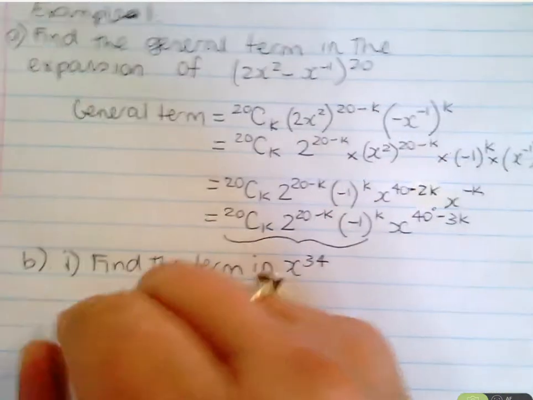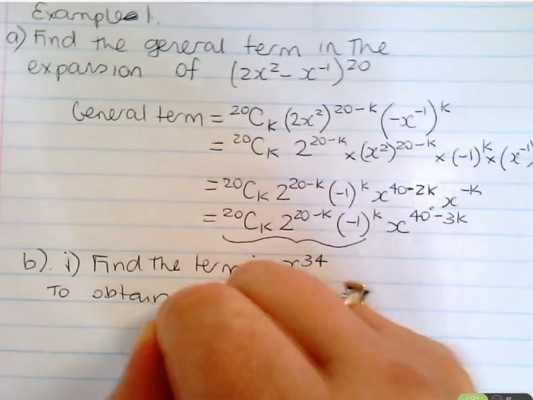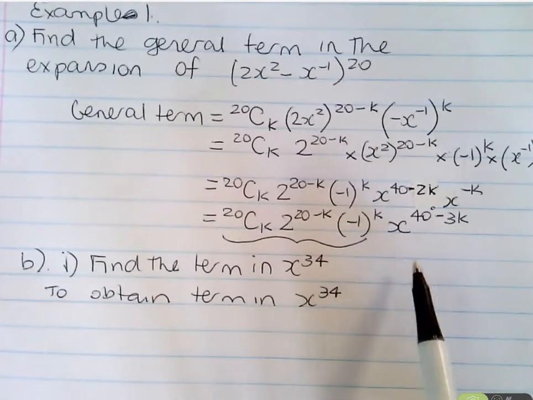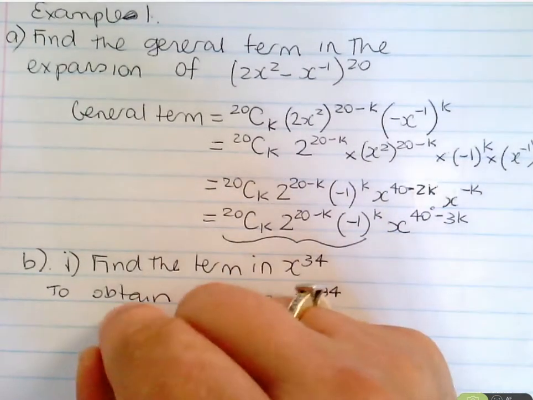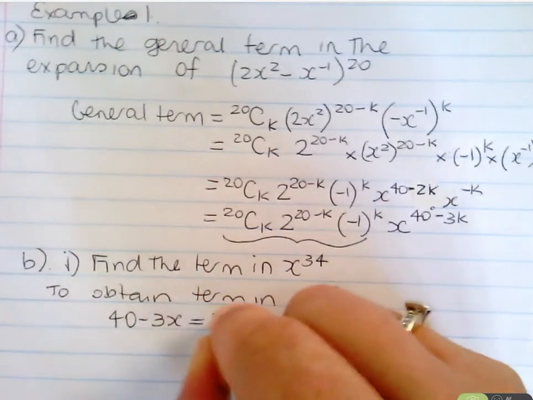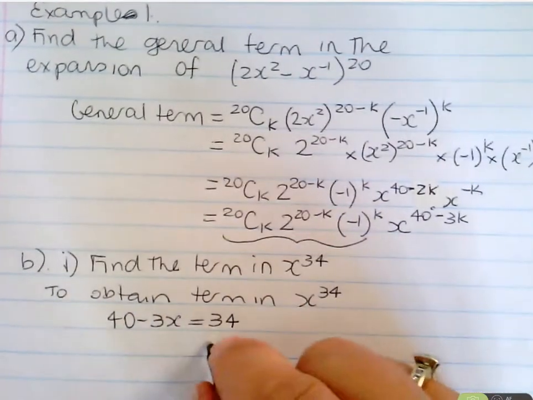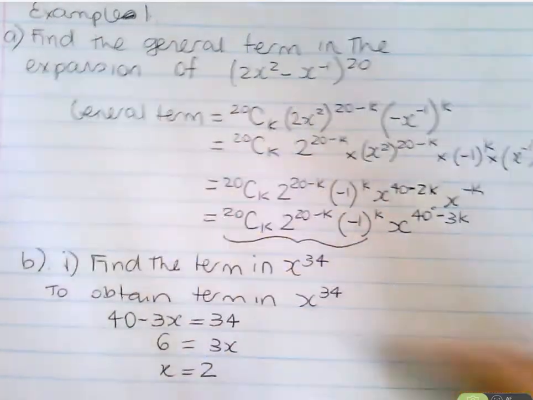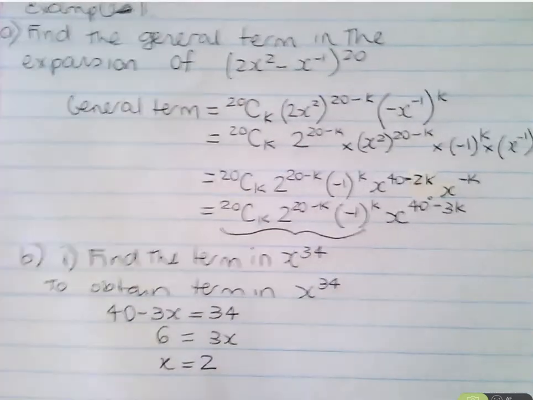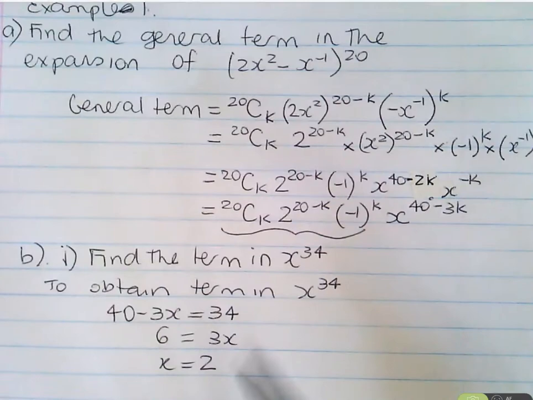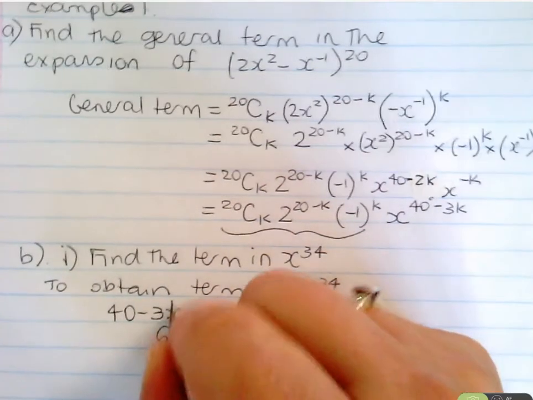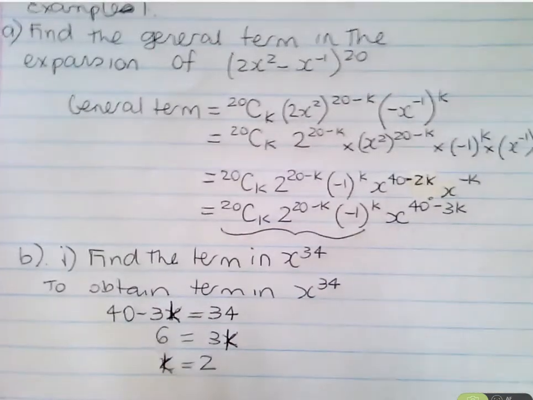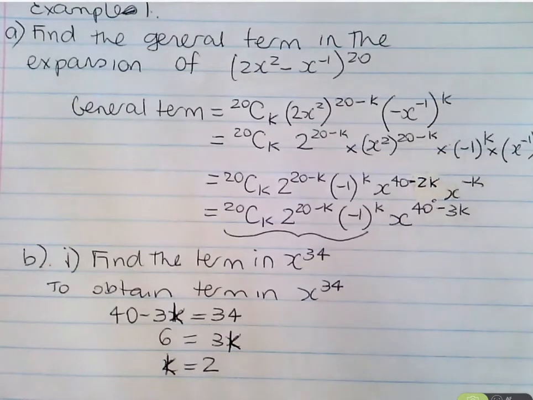So to obtain the term in x to the power of 34, what equals 34? 40 minus 3k, that's it. 40 minus 3k is equal to 34. And just solving that, we get that 3k is 6, in other words, k is 2. So to get the term in x to the power of 34, it's a k. Thank you, it's a k. I'm a bit off today. K is 2. So k is 2 gives me the term in x to the power of 34.